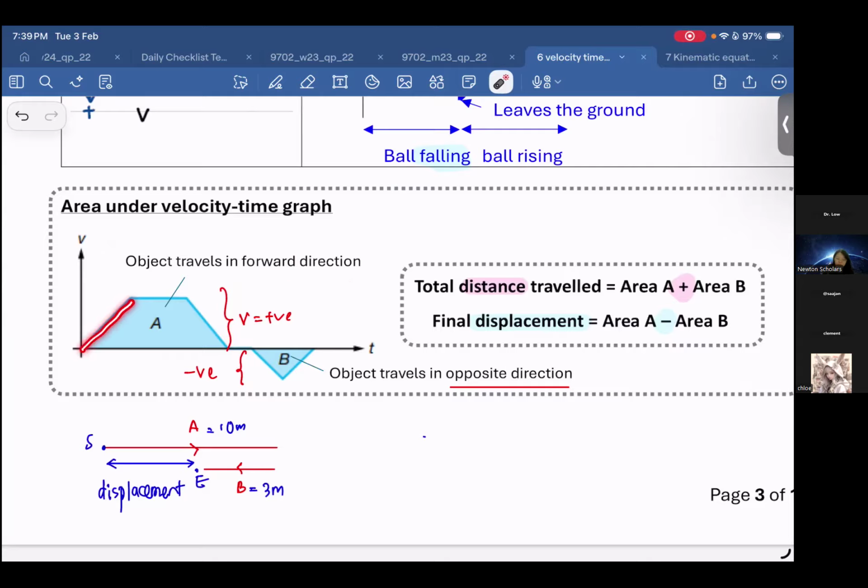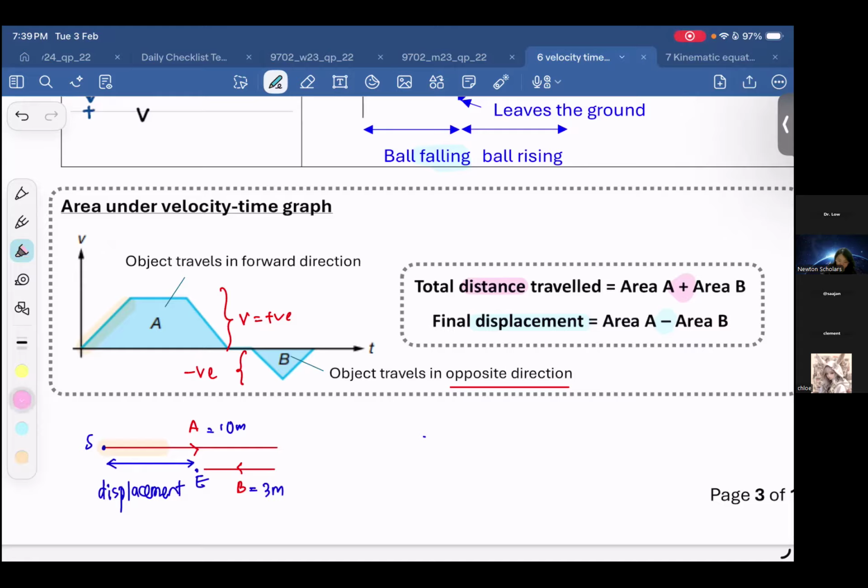For example, here, section 1. In this one the velocity is increasing, so it is accelerating, because there is a constant gradient. So it is constant acceleration. Remember, just now I said the gradient of a velocity time graph is acceleration. So constant gradient means constant acceleration.